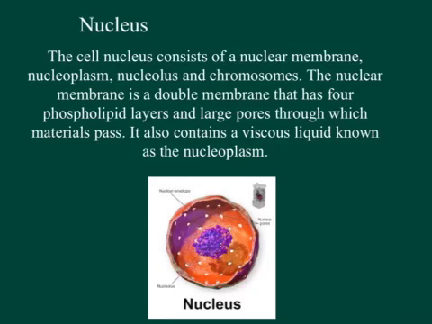Next is the nucleus. The cell's nucleus consists of a nuclear membrane, nucleoplasm, nucleolus, and chromosomes. The nuclear membrane is a double membrane that has 4 phospholipid layers and large pores through which materials pass. It also contains a viscous liquid known as nucleoplasm.